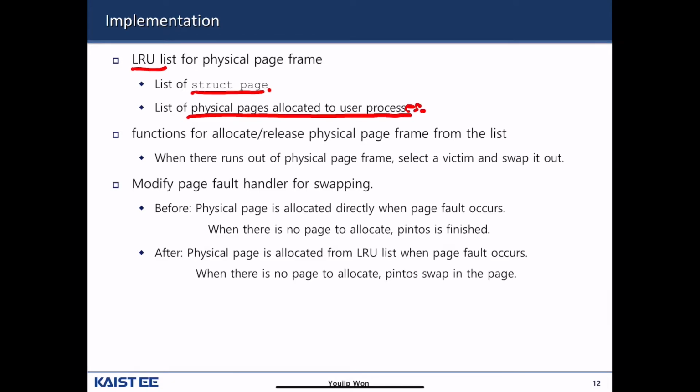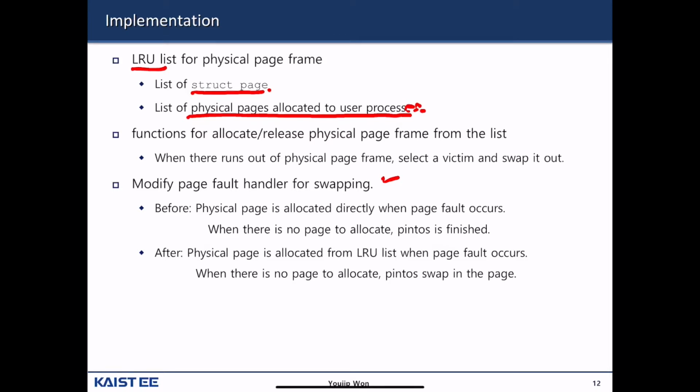And we have to implement a function for allocating and releasing physical page frames from the list. When we run out of physical page frames, we have to select a victim and swap it out. And finally, this is the tricky part. The third one is we have to modify the page fault handler for swapping.